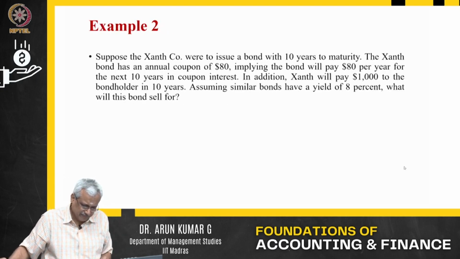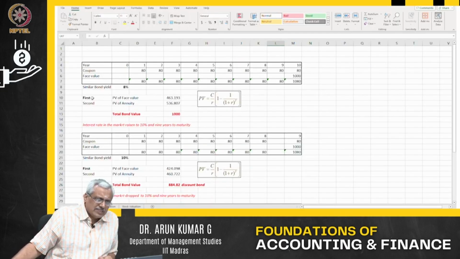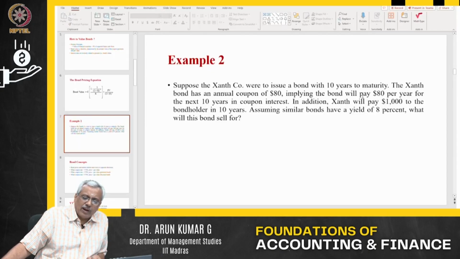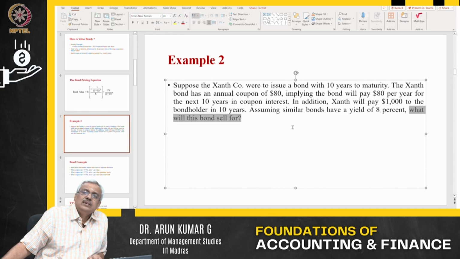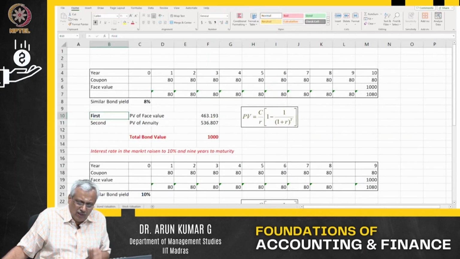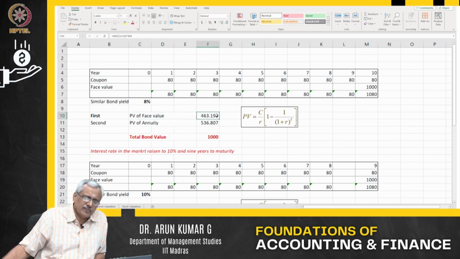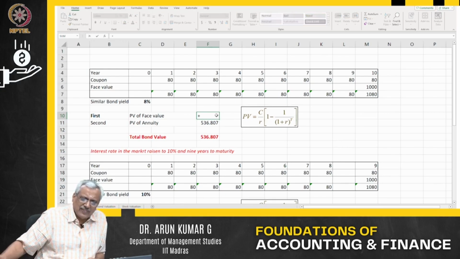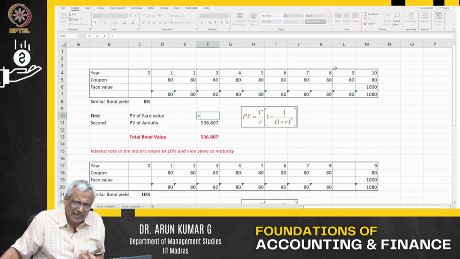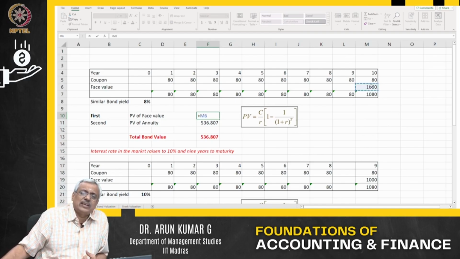Let me go to an Excel sheet. What does the question say? What price will the bond sell for? First and foremost, let us look at the present value of the face value. When are you going to get the face value? The face value is going to come only at the end of the 10th year.